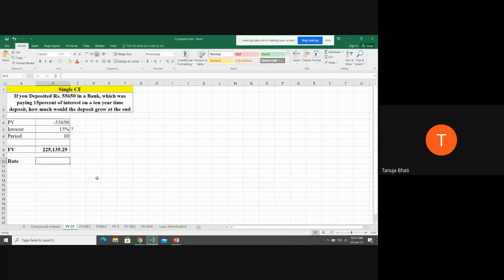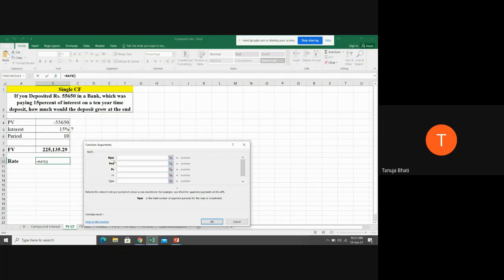It is again a very simple formula which Excel is providing. Just type equals to, type rate, open the bracket, and click on this fx. They are asking you for certain information which you need to give, then they will calculate the rate. So what is the period? The period is 10 years.